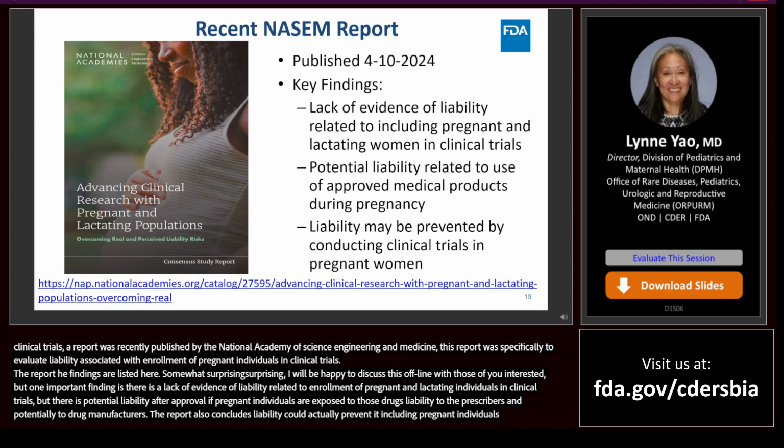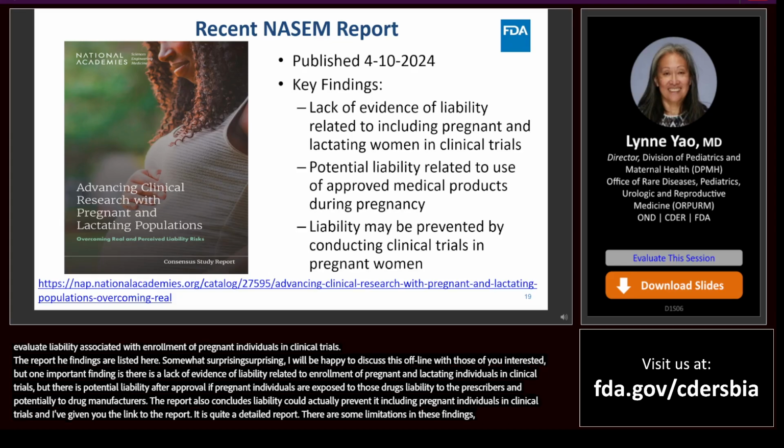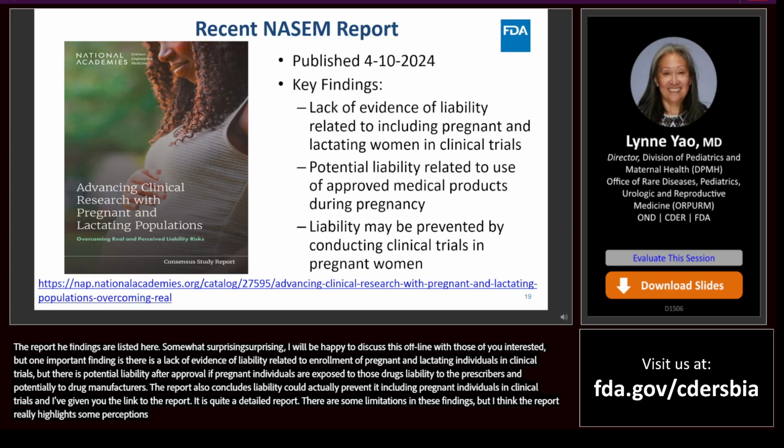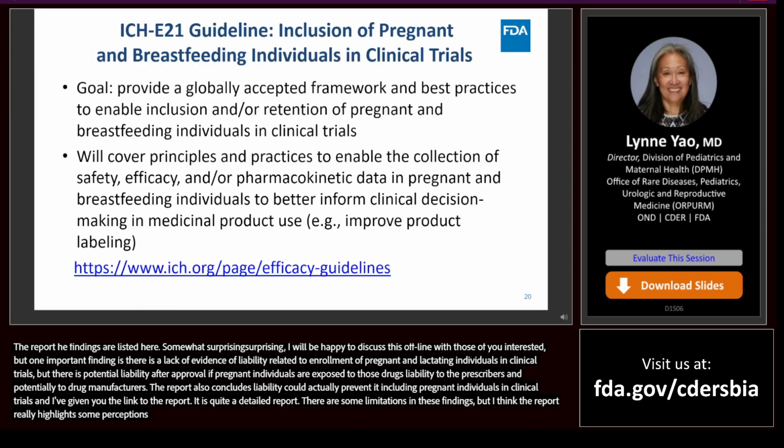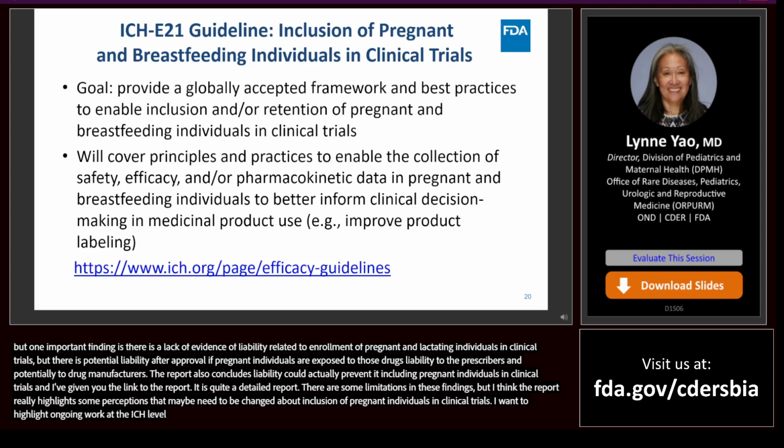And again, there are some limitations in these findings, but I think the report really highlights some perceptions that maybe need to be changed about inclusion of pregnant individuals in clinical trials. I also want to highlight ongoing work at the ICH level, that there is a guideline under development right now on inclusion of pregnant and breastfeeding individuals in clinical trials. And you can see here what the goals of that harmonized global guideline will include.